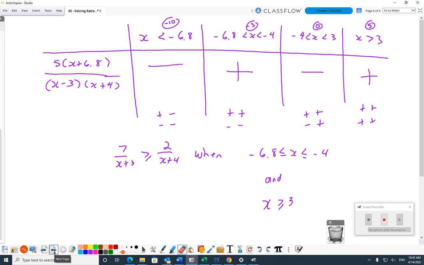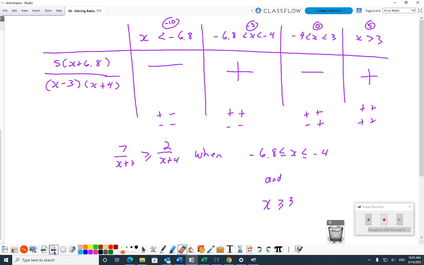This says negative 6.8 less than or equal to x less than or equal to negative 4. And it says x greater than or equal to 3. What's wrong with that? We will do the awkward pause so that you get full attention here.